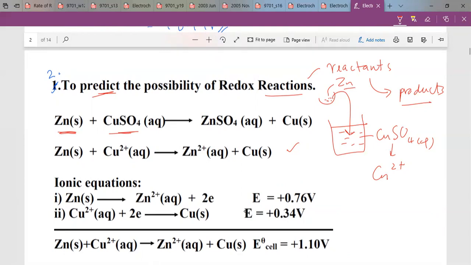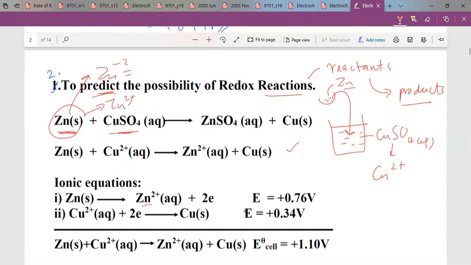First of all, you must identify which is the reducing agent, which is the oxidizing agent. Zinc has to go to Zn2+. It cannot go to Zn2-. That means the only reaction is zinc goes to Zn2+. Okay, it can go to 1+, but that one is not stable. So we take the common one, Zn2+.